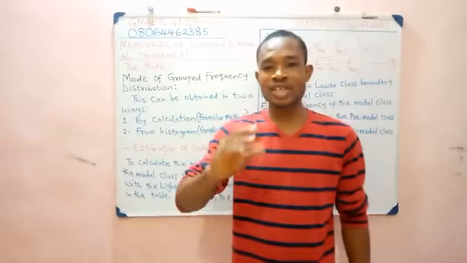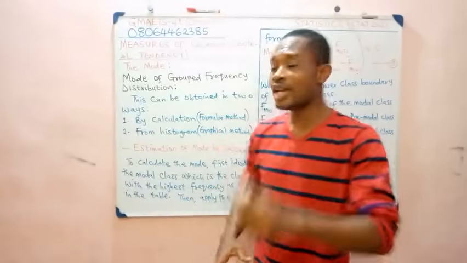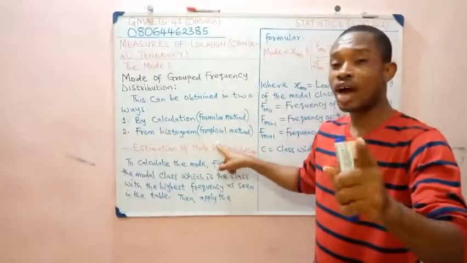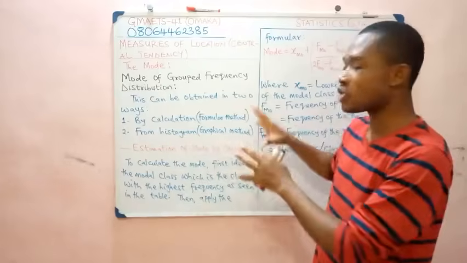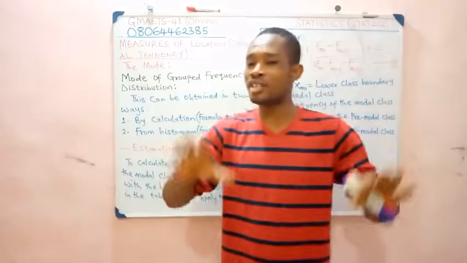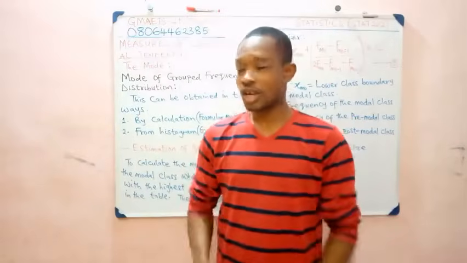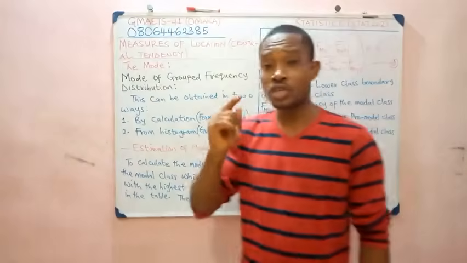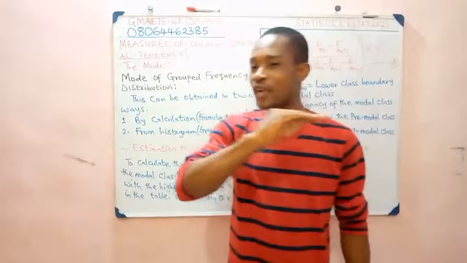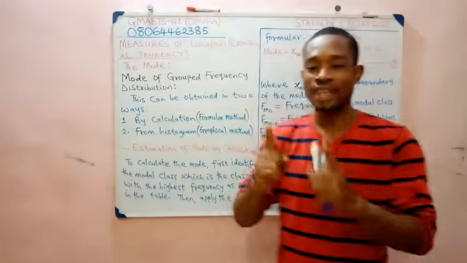You will recall that under statistical tools used for data analysis, we already dealt with how to obtain the mode from a histogram. Is that okay? So our focus here is going to be how to obtain the mode by the calculation method. If you want to obtain the mode using the formula method, the first thing is to identify the class that is known as the modal class from your table.